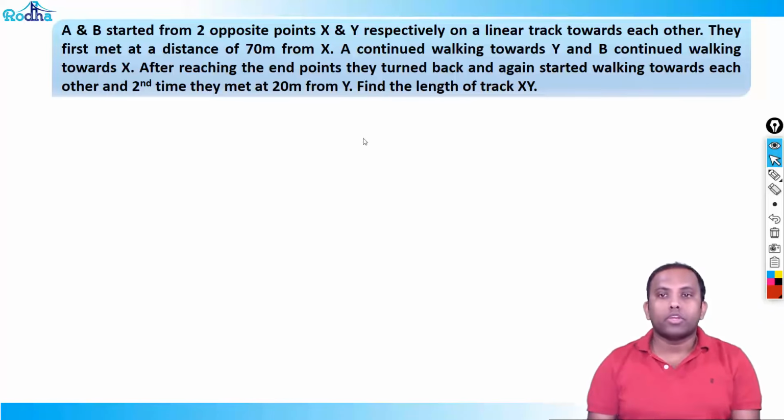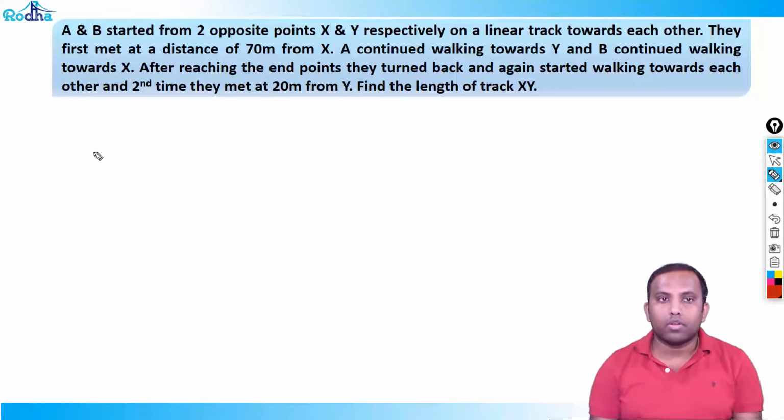We'll start with this fantastic question, and we'll continue the concept of 2D from the previous video, the linear tracks 2D concept. A and B started from two opposite points x and y respectively on a linear track towards each other. They first met at a distance of 70 meters from x. A continued walking towards y and B continued walking towards x. After reaching the end points, they turned back and again started walking towards each other. The second time they met at 20 meters from y. Find the length of track xy.